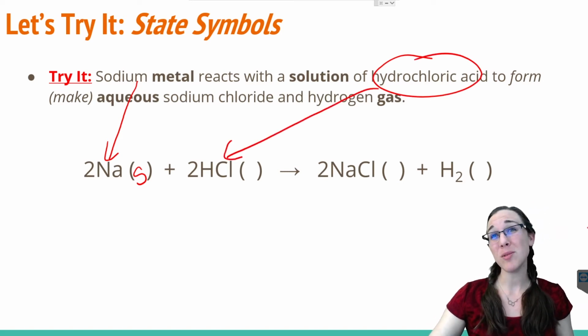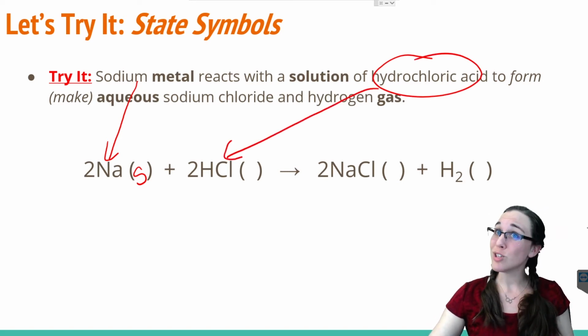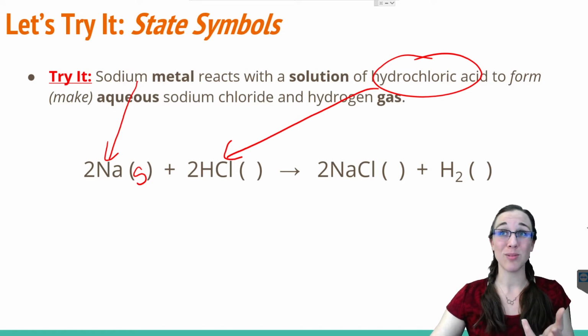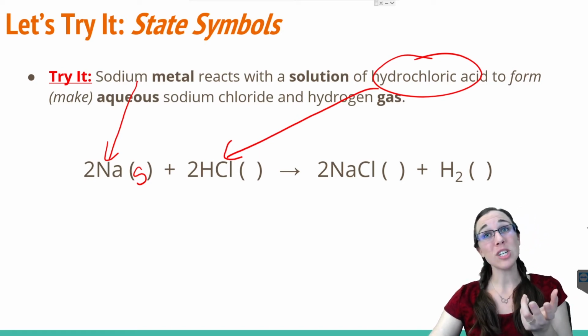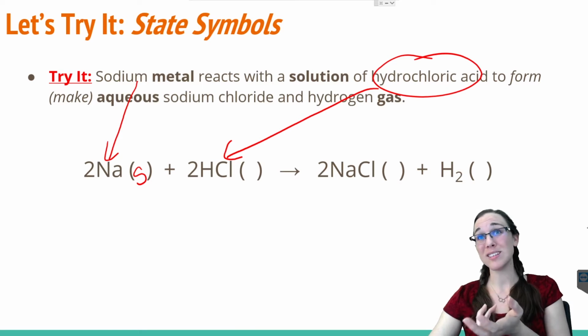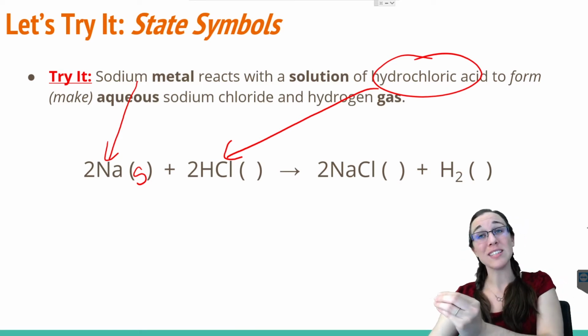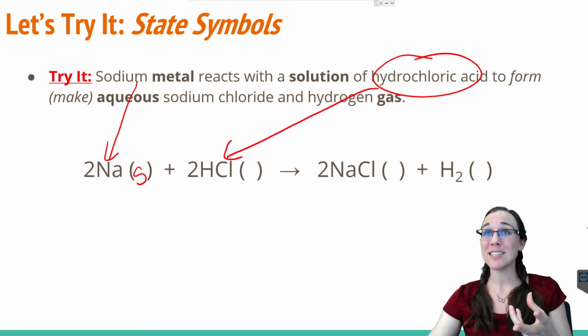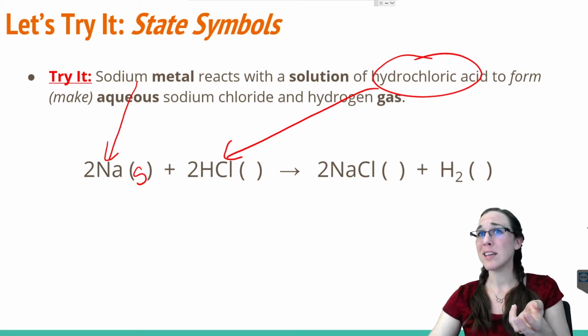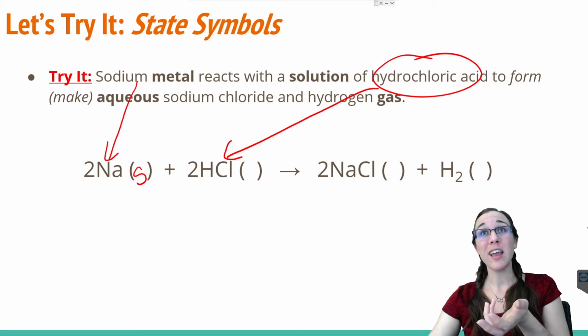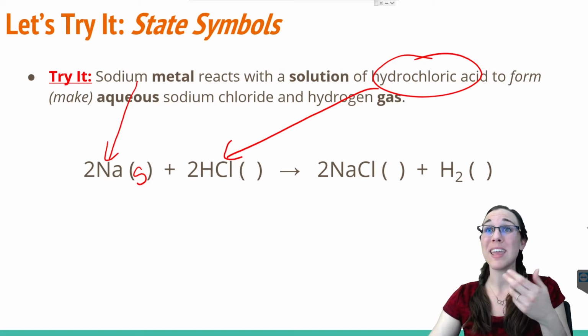And now I'm telling you it's a solution. A solution would imply that aqueous that I was telling you about before. A solution is different than a liquid. A liquid is something pure. When we're talking about a solution, it's something dissolved in something else. So in this case, hydrochloric acid is probably diluted with some water, and that's what would make it a solution. It would make it aqueous.